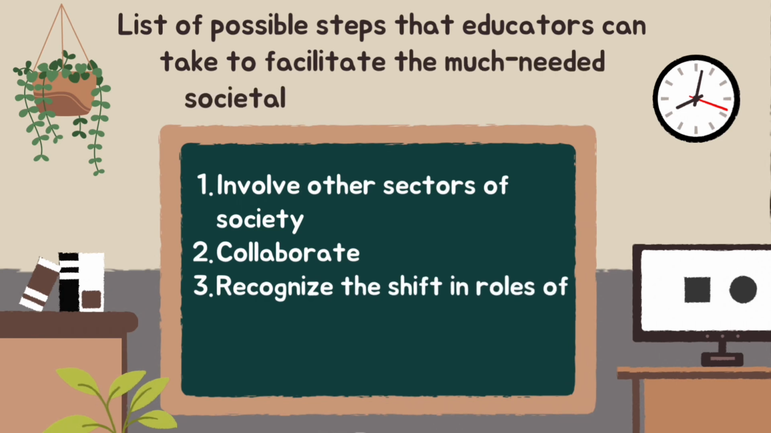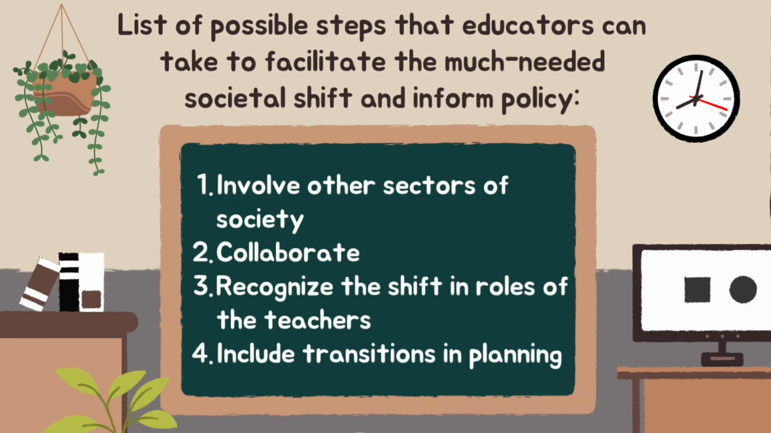Now, let's jump to the following list of other possible steps that educators can take to facilitate the much-needed societal shift and inform policy. First is involve other sectors of society. Second, collaborate. Third, recognize the shift in roles of the teachers. And fourth, include transitions in planning. However, in this video, I will only tackle the first and second.